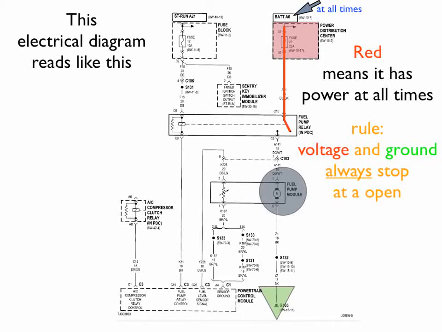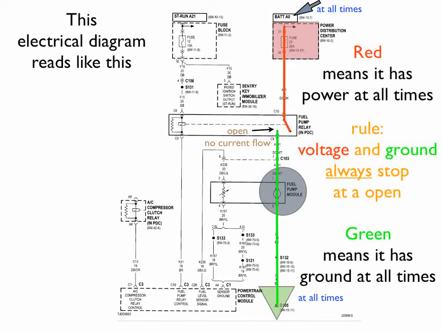This leads us to our first rule: voltage and ground always stop at an open circuit. Here this switch is open, so since it is an open circuit, that red, that power, is going to stop right there, always. On the ground side, it has ground all the time because it says G105. That means it is a body ground source. We're going to color that green, because green means it has ground at all times. It's not turned on; if that is bolted down to the frame, it has ground. It confirms our rule that voltage and ground always stop at an open.